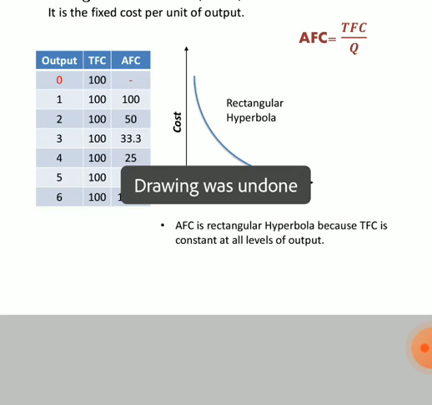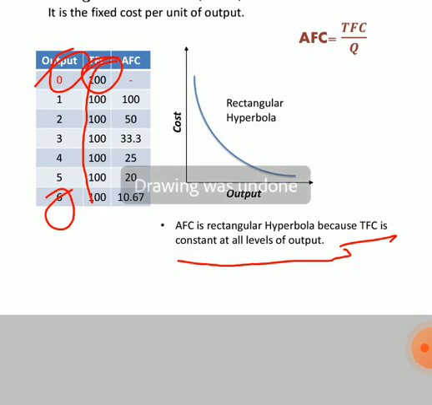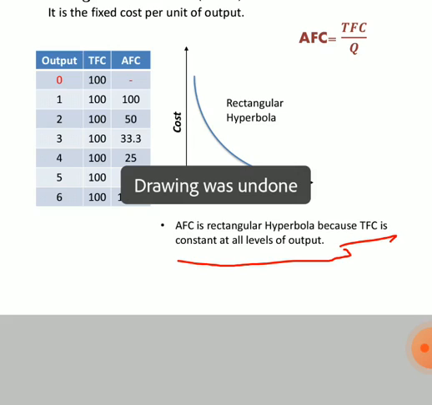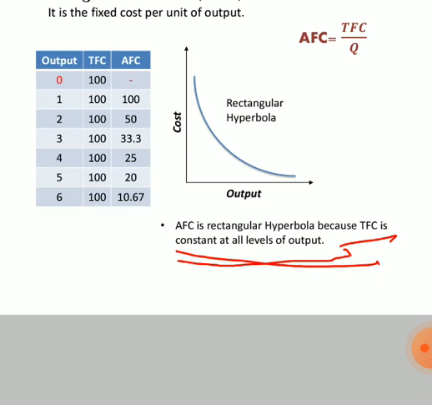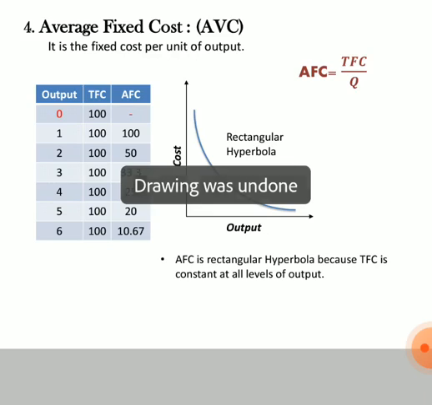Why is it a rectangular hyperbola? Because TFC is constant at all levels of output. As we can see here, when we are producing 0, it is 100, and when we are producing 6 units, it is also 100. So what is the shape? It is a rectangular hyperbola. And why? Because TFC is constant at all levels of output. Mark this one, you can write this. It might come in your exam for 1 mark. So this was average fixed cost.